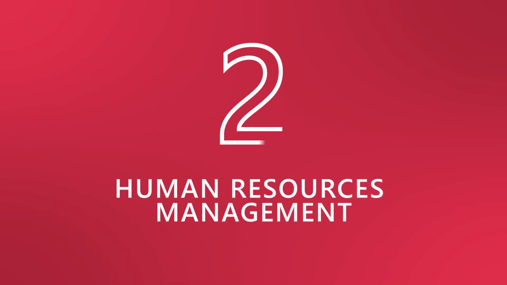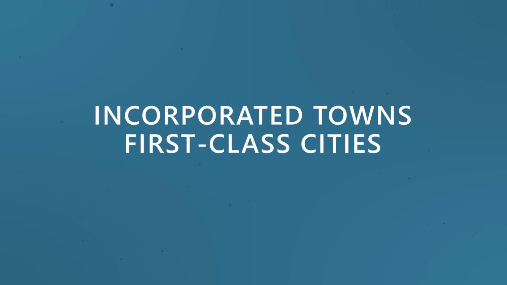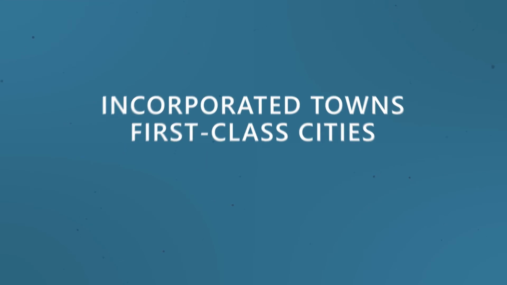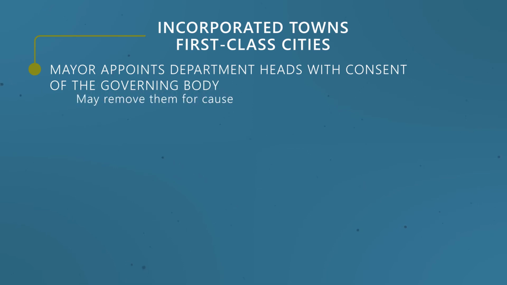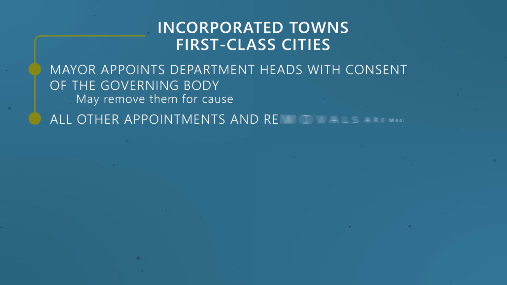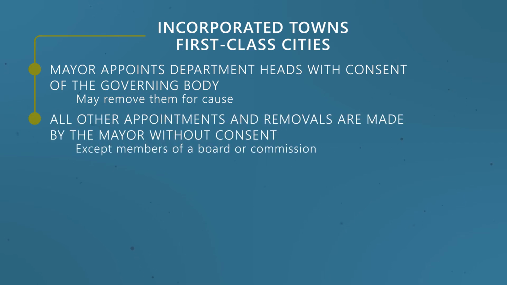Human resource management begins with the mayor. Under Wyoming state statutes, unless otherwise provided by law, the mayor has superintending control of all officers and affairs of the community. In both incorporated towns and first-class cities, and unless otherwise provided by ordinance, the department heads are appointed by the mayor with the consent of the governing body. The mayor may also remove them for cause. All other appointments and removals, except the appointment of members of a board or commission, are made by the mayor without consent of the governing body, unless consent is required by a separate statute or ordinance.